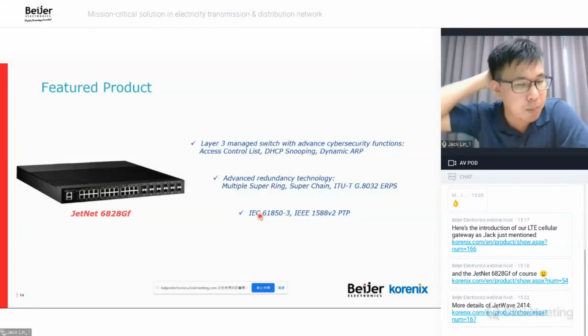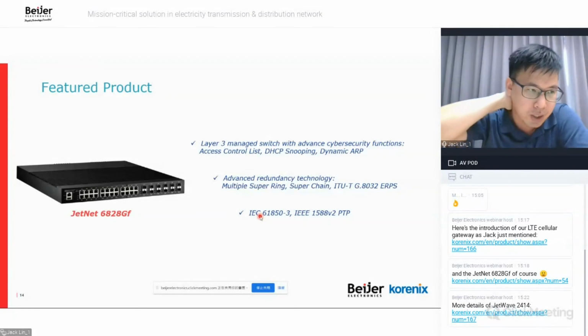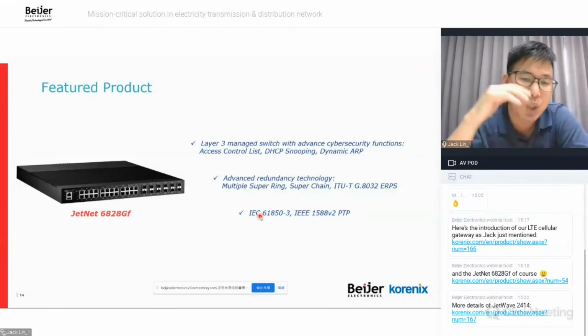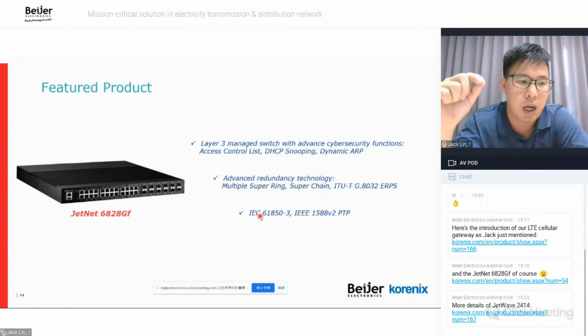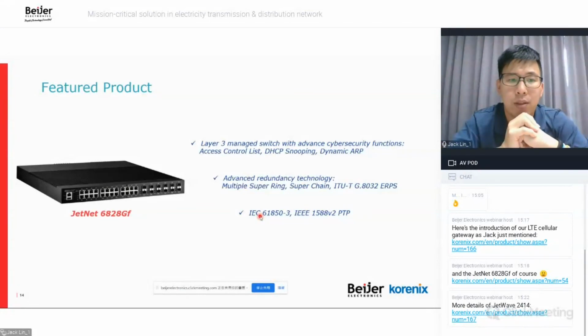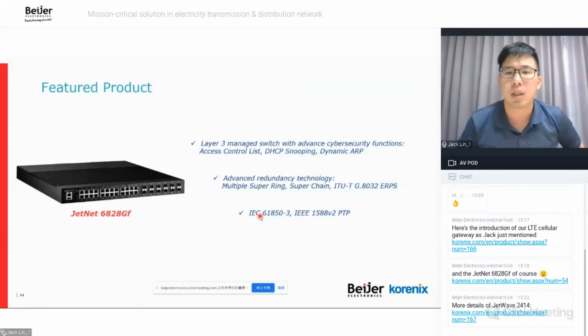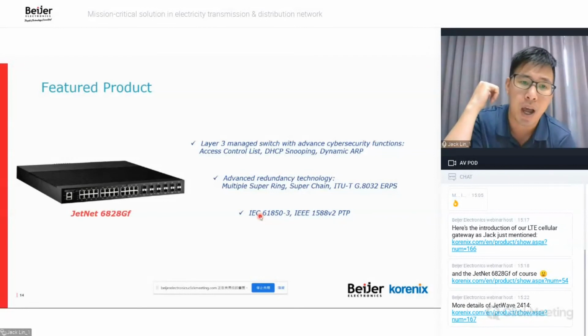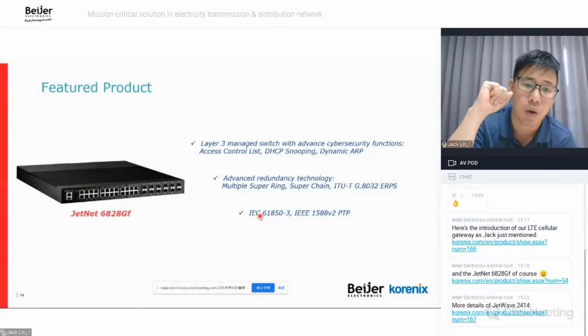The third feature is that it supports IEC 61850-3. This is a very standard electricity segment certification that certifies such equipment to be used in an environment with so much electrical interference that the device is still capable of functioning normally. And the second certification is IEEE 1588v2 PTP, the Precision Time Protocol. It basically supports precise time stamping designed by hardware along with the data transfer, which is very critical and very convenient in electricity data transmission.